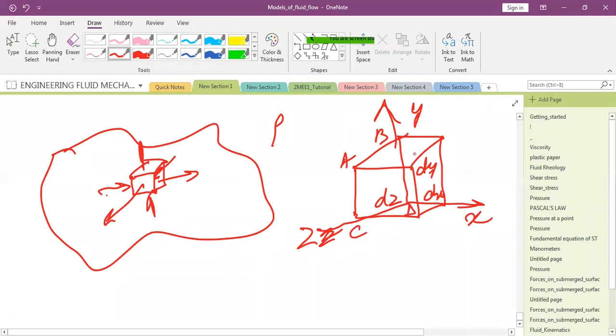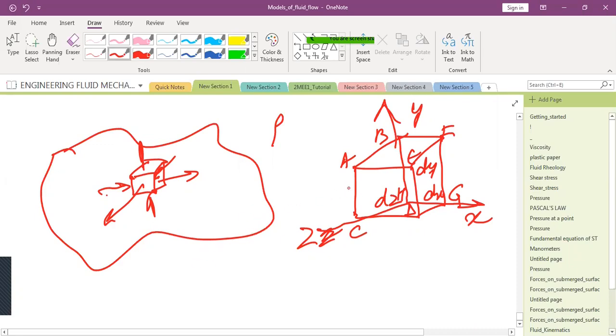तो x डायरेक्शन में किस किस फेज से फ्लो हो रहा होगा? ABCD and EFGD. Any clear है? Any doubts?